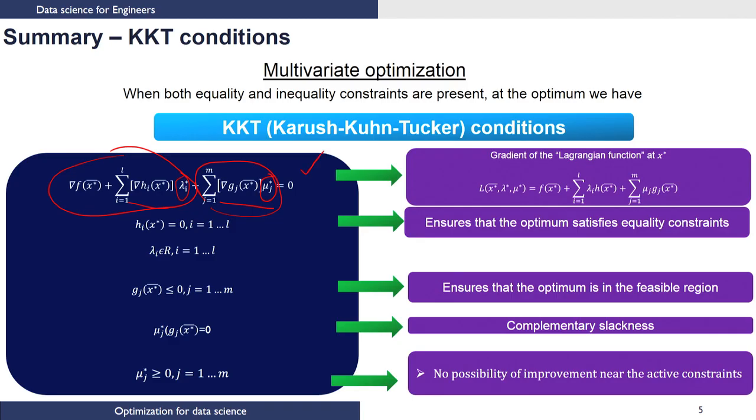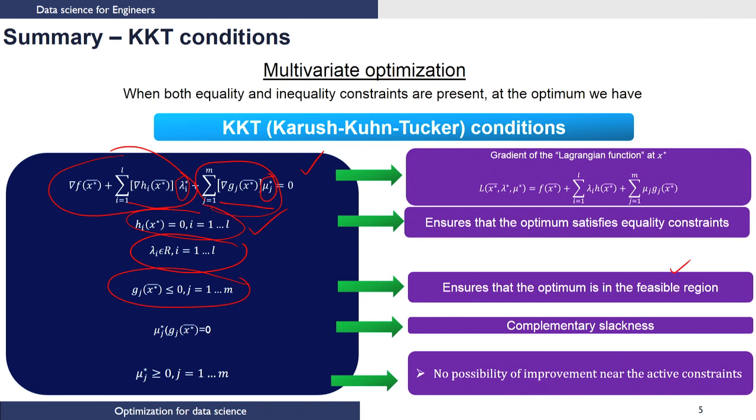Then much like how we had equality constraints also as part of the conditions in the previous case, I am going to have the optimum solution satisfy all of these equality constraints. Now, lambda is some real number, so as many real numbers as there are equality constraints. And I need to have the inequality constraint also satisfied by the optimum point. So, this ensures that the optimum point is in the feasible region.